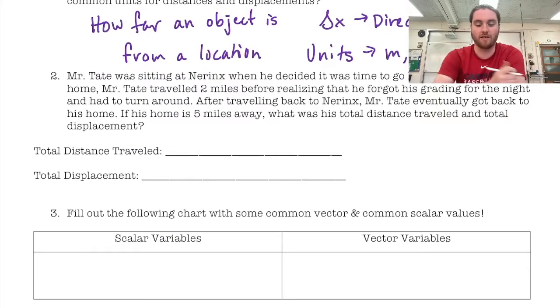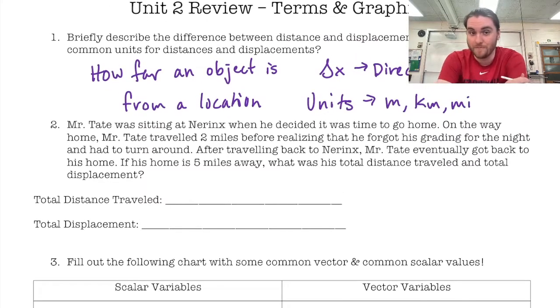Number two is talking about myself sitting at NARICS and realizing that it was time to go home. On the way home, I eventually figured out that I left my items here at school, so instead I turn around and go back. The way I want you to think of it is distance and displacement by itself. Distance is just the total ground covered. If you run, if you walk, how much gas you've used, it's the total ground. As opposed to displacement, I always tell my students it's the distance away from your starting point.